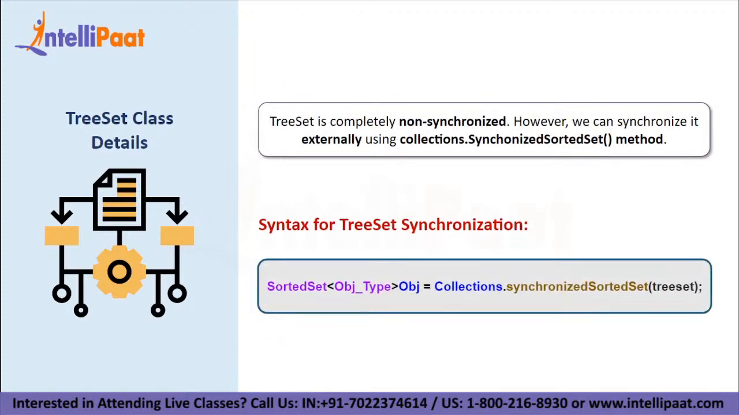A tree set's implementation is not synchronized. This means if many threads visit a tree set concurrently and at least one of them updates it, the set must be externally synchronized. Typically, this is performed by synchronizing some object that naturally encapsulates the set. If no such object exists, use the Collections.synchronizedSortedSet method to wrap the set. This is best done at the time of set construction to avoid unintentional unsynchronized access to the set. It is possible to accomplish this with the command SortedSet, then object type, object name equal to Collections.synchronizedSortedSet, and then again the object name.